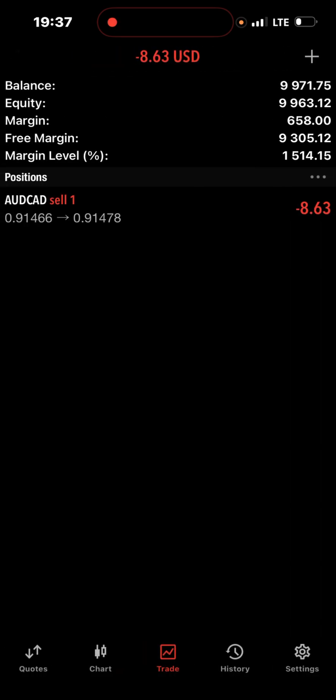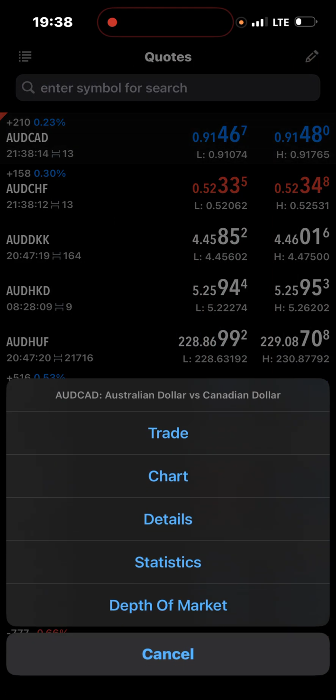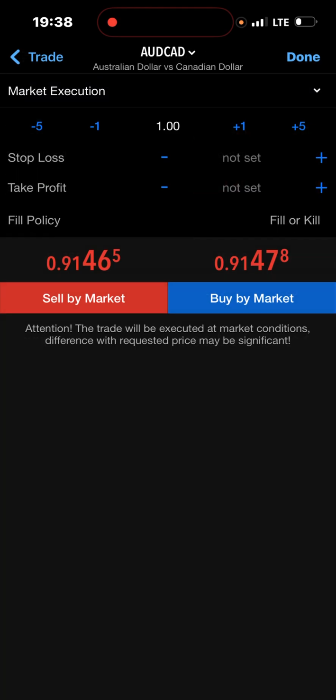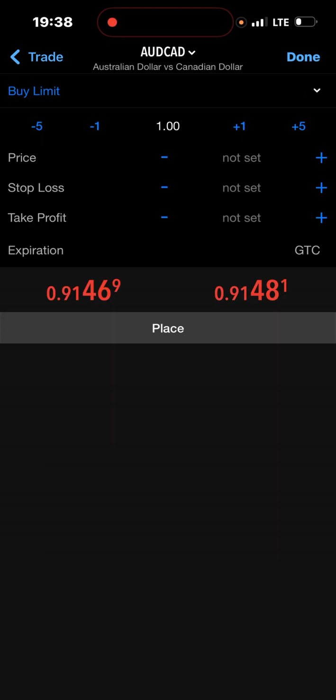Immediately I do that, you can see my trade is active. That is market execution. That means I want to sell now or I want to buy now. So let's go back again to the chart, the quote, we click on trade again. So now I want to show us what it means to use buy limit. Buy limit means that I want to buy the market, but I don't want it to buy now. I want to set a particular price that the market is going to buy at.